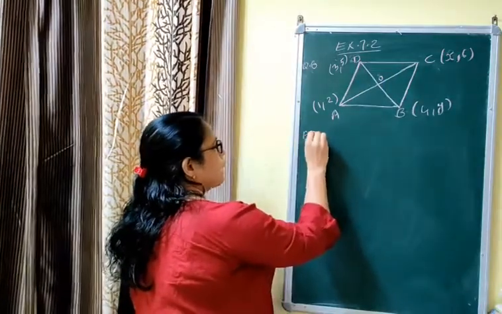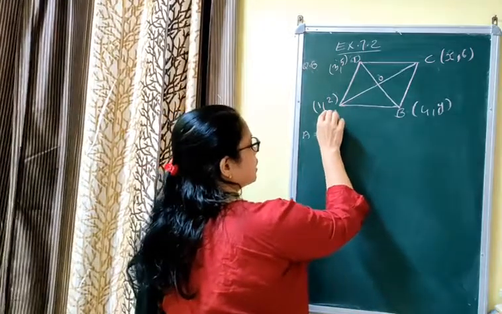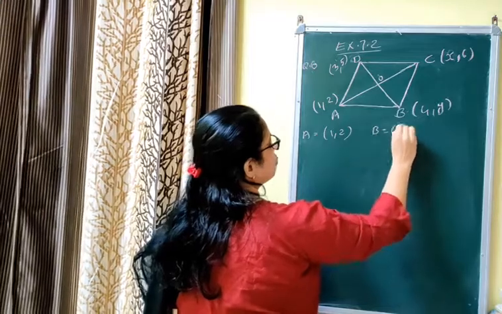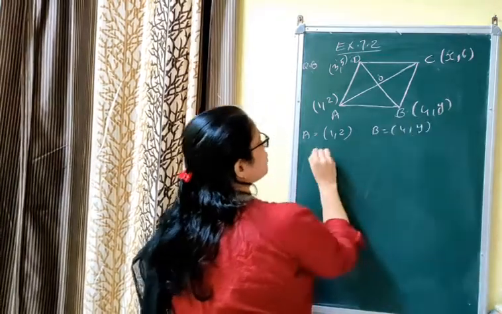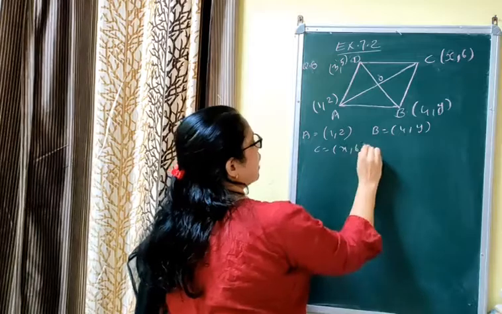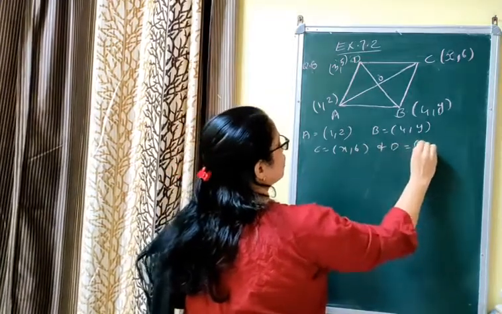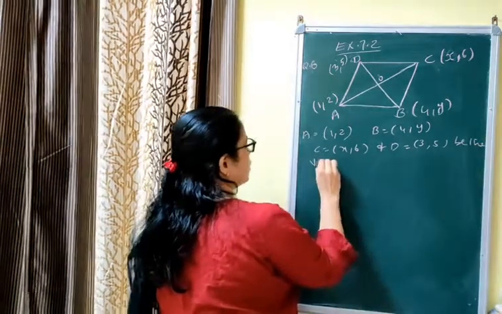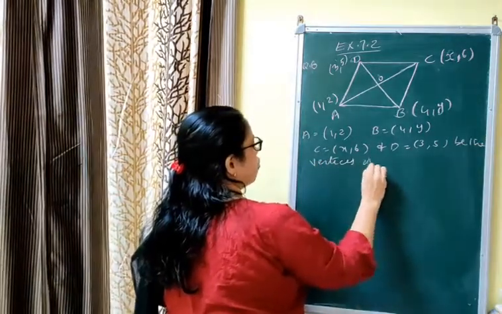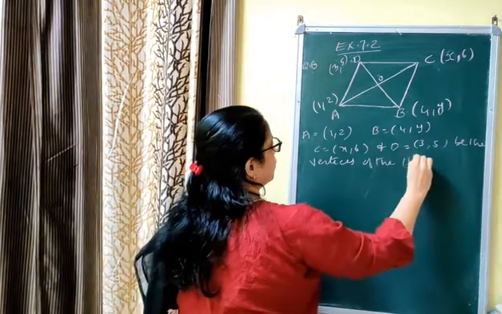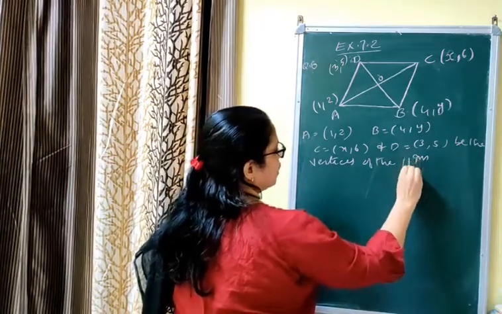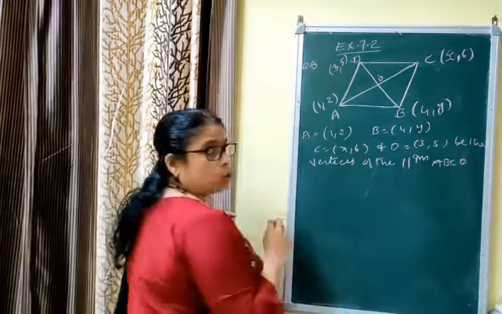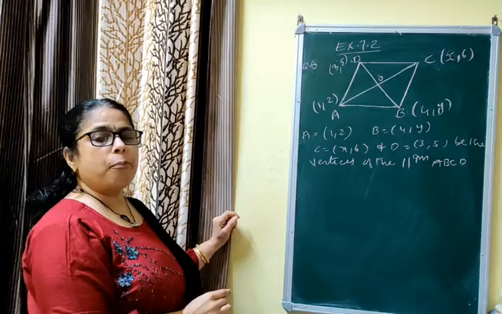So you have to write the given coordinates in order, that is A is equal to (1, 2), B is equal to (4, y), C is equal to (x, 6) and D is equal to (3, 5) be the vertices of the parallelogram. If you write like this, तरह लिखेंगे तो parallelogram A, B, C, D taken in order. You know that the diagonals of a parallelogram bisect each other.